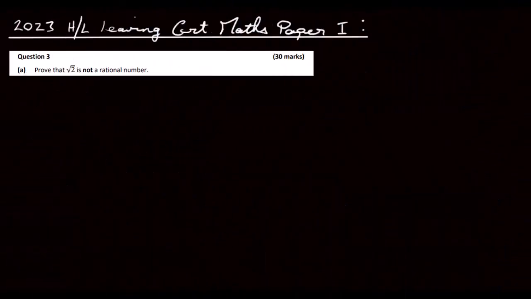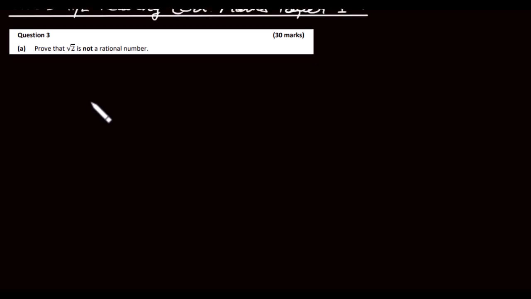Okay, so this is the 2023 Higher Level Leaving Cert Maths paper 1, question 3. And in part A here we have to prove that the square root of 2 is not a rational number, that the square root of 2 is an irrational number. So this is one of the standard proofs that you have to know for the Leaving Cert, and it is going to be a proof by contradiction.